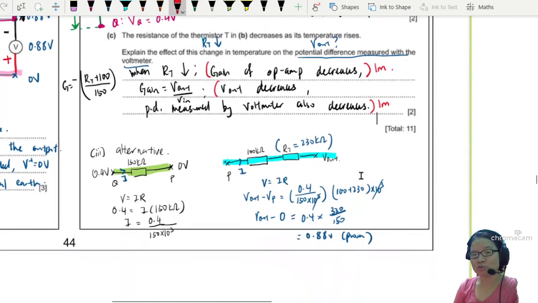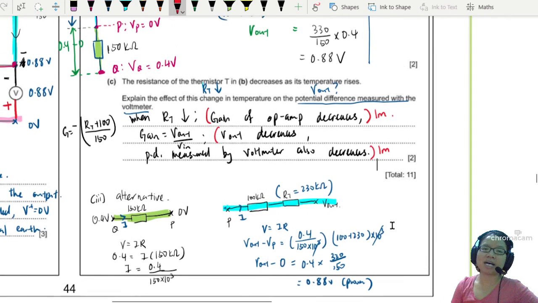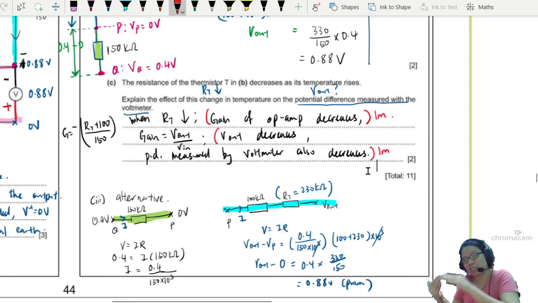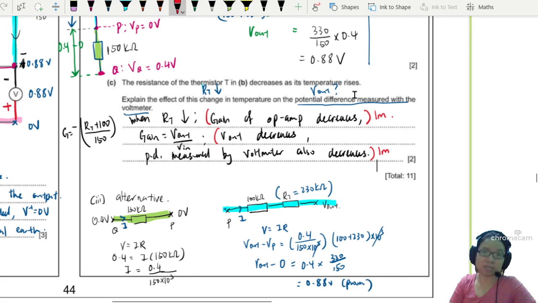You can use a more steady method, which is to find the current first, and then use the current to find the potential difference. Just be a little bit more careful. And lastly, you notice that when the temperature changes, the resistance will change. When the resistance changes, the output will change. So if let's say the output decreases, I can actually know that the temperature is increasing, and I can display this on a thermometer.